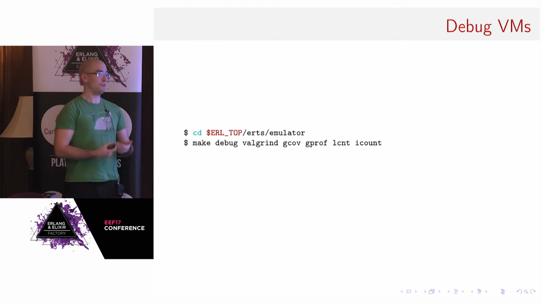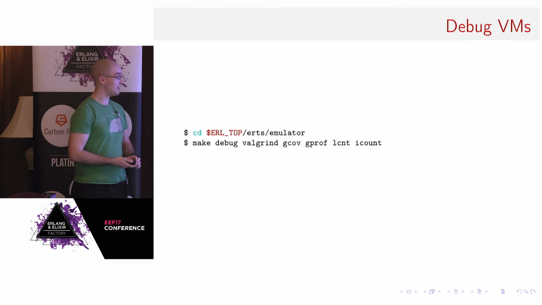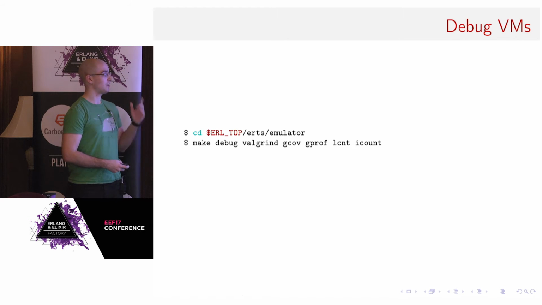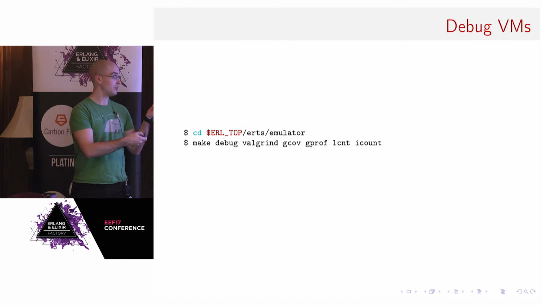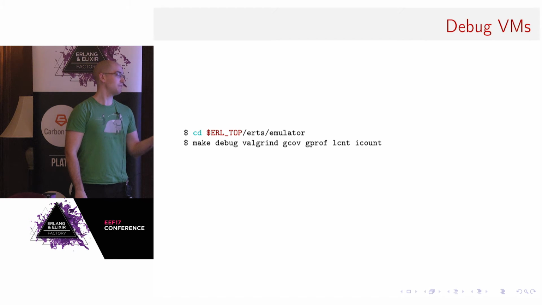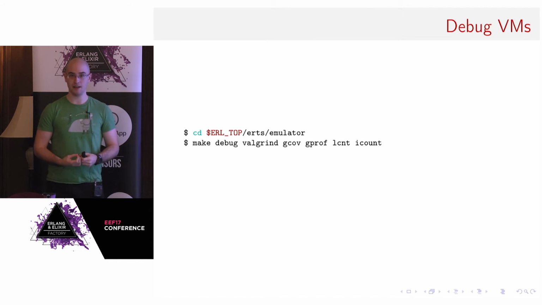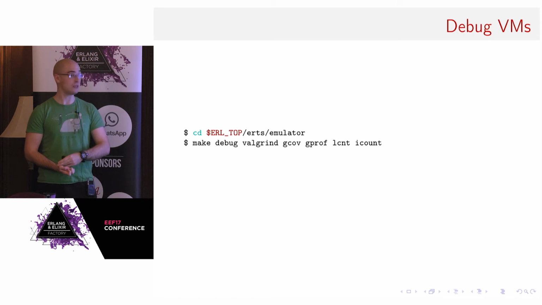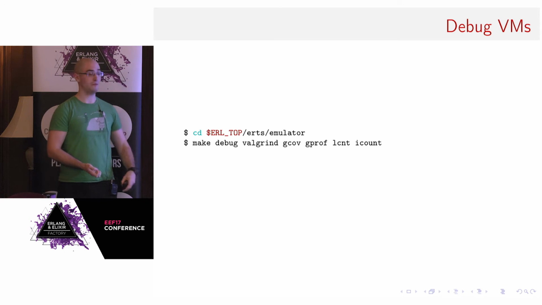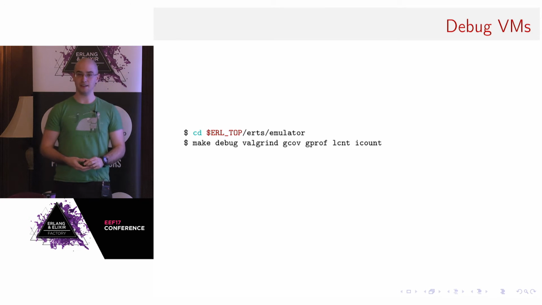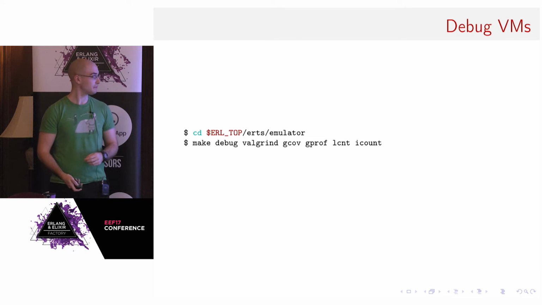So the next step, where we actually build the debug VMs, is we're going to go into this ERTS emulator folder, and then we're just going to make all of these targets, or just some of them. I almost exclusively use debug and Valgrind. The debug target builds your beam binary that you will run inside of GDB, and the Valgrind target will make a beam binary that can be run in Valgrind.